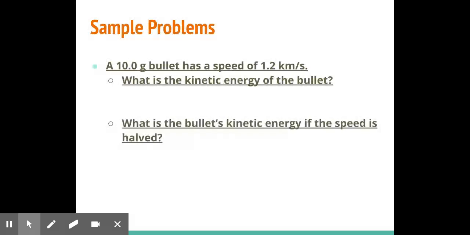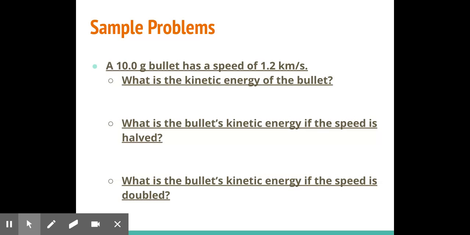And so you can go ahead and try these problems out on your own, just a quick try. I'm not going to have the answers for these. But go ahead, try these out. These are pretty simple to complete, and you should see what's obvious about what happens if the speed is halved, what happens if the speed is doubled. Go ahead and try that for yourself.